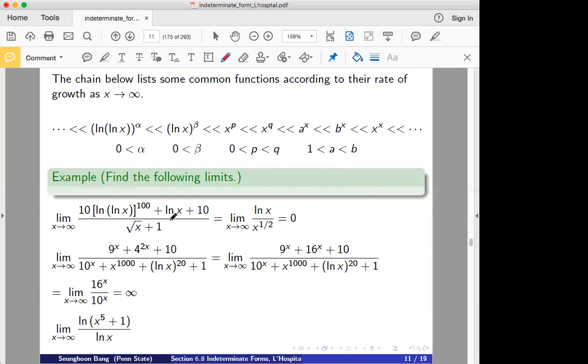Here, what do you think? What is the answer? What is the answer to this question? The limit of ln of x to the 5 plus 1 over ln of x. What is your answer? So what do you think? What is the answer?